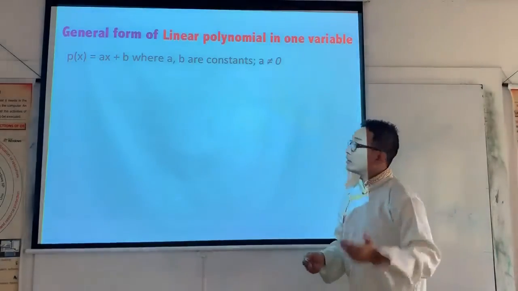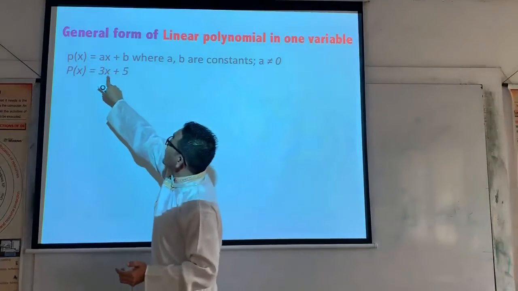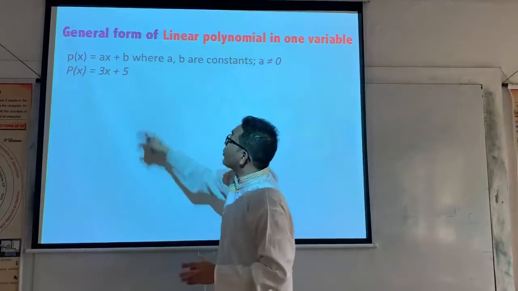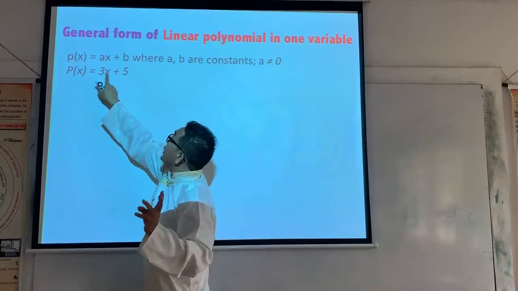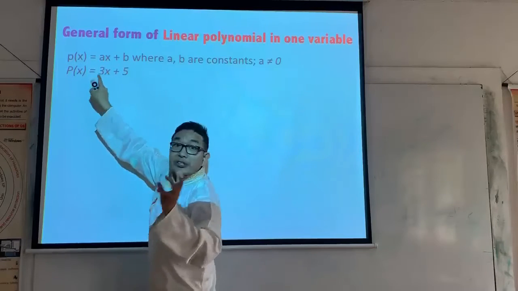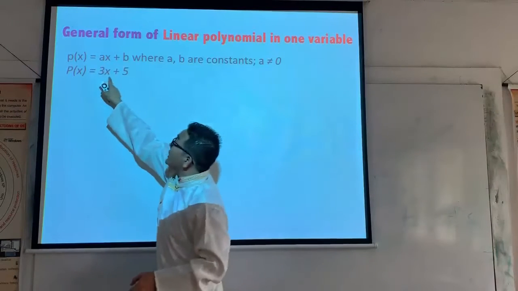So in a linear polynomial, the power of x is 1. The constant multiplying x is the coefficient of x. So what is the coefficient of x here? 3.